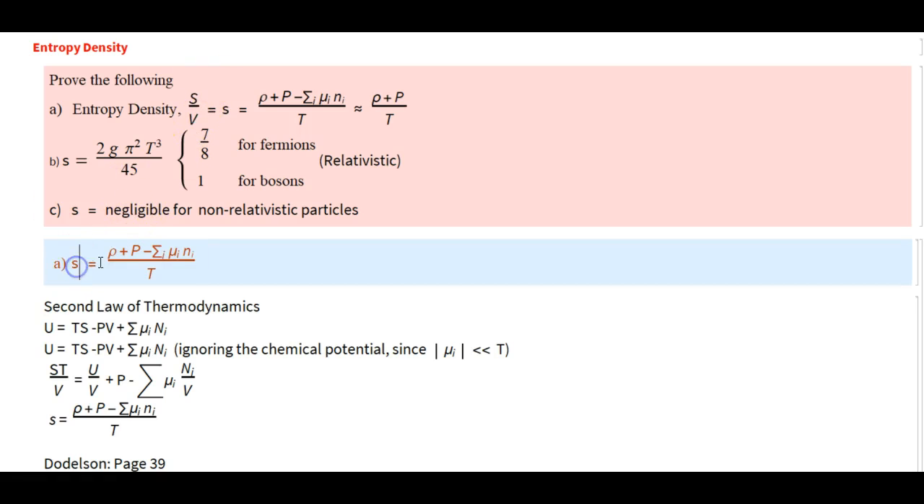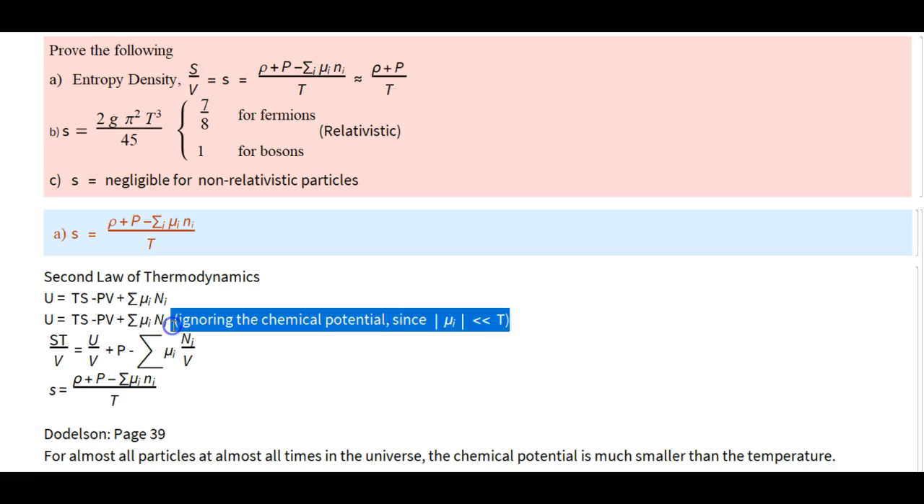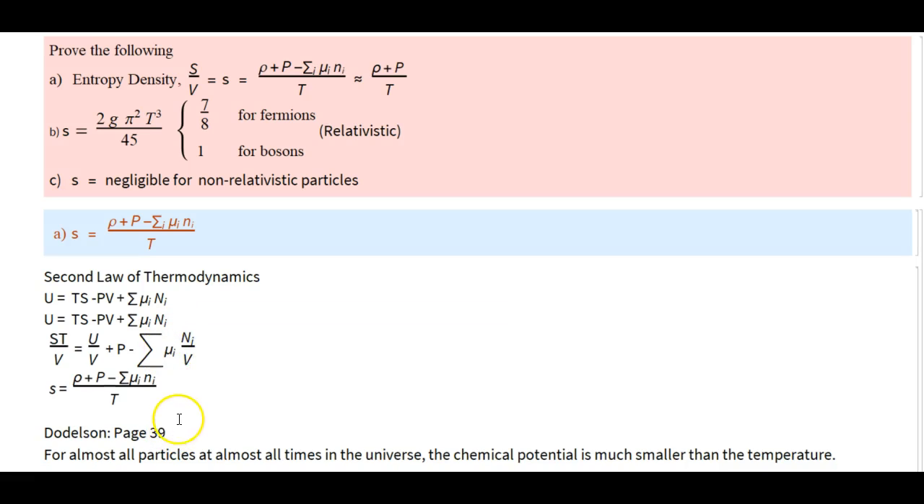So entropy density is given by rho, energy density, plus pressure minus sigma mu_i N_i over temperature. According to the second law of thermodynamics, we have this statement: total internal energy is equal to TS minus PV plus sigma mu_i N_i. This is from the second law of thermodynamics. We may keep this mu_i N_i for now, but later we can ignore it.